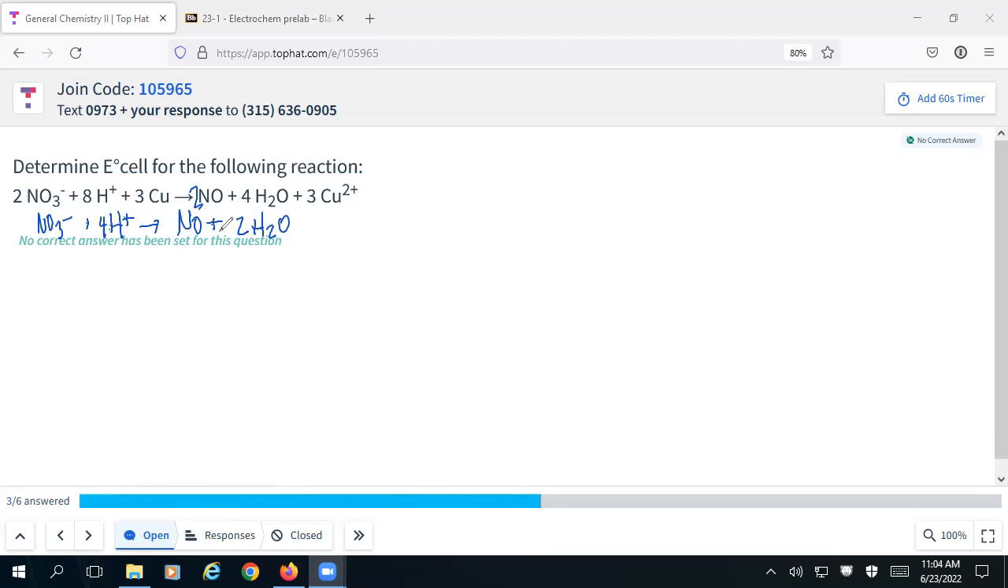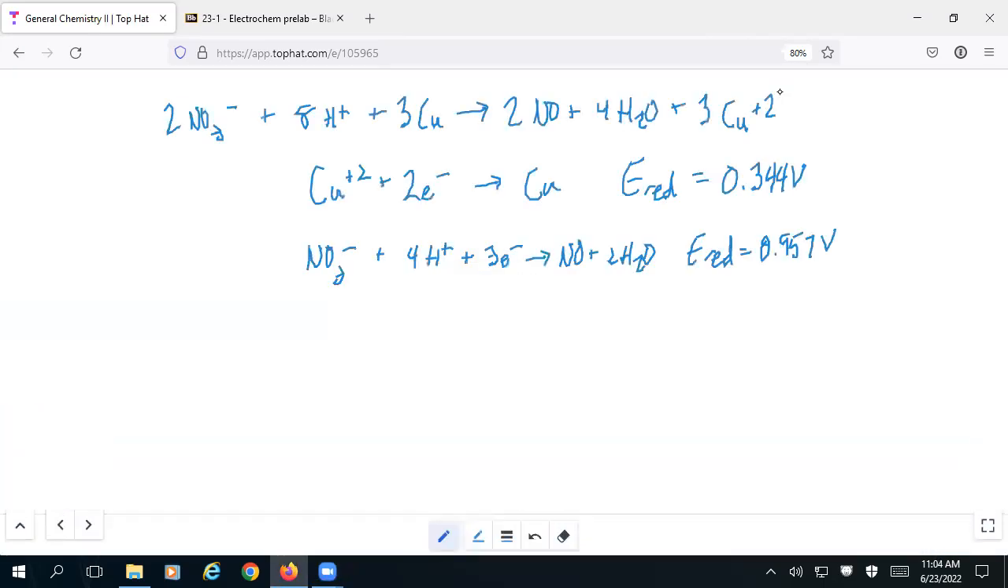Just because if you're looking for something that had 2 nitrates on the one side and only 1 nitrogen monoxide on the other, that might have thrown you for a little bit of a loop. But what it really came down to is, if we can move on here, we had to identify the 2 half reactions.